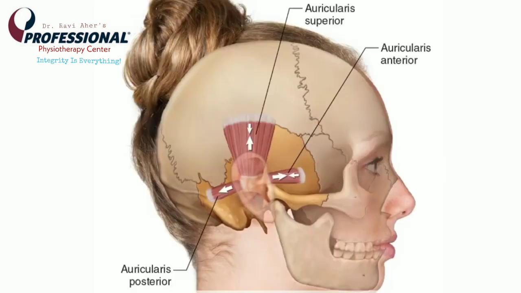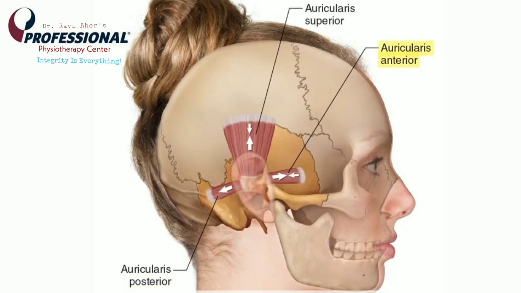In this video lesson, we are going to explore the origin and meaning of the names of the muscles of the auricularis group. The word auricularis comes from the Latin word referring to ear. Anterior is Latin, meaning in front of. Superior is Latin, meaning above. And posterior is Latin, meaning behind.